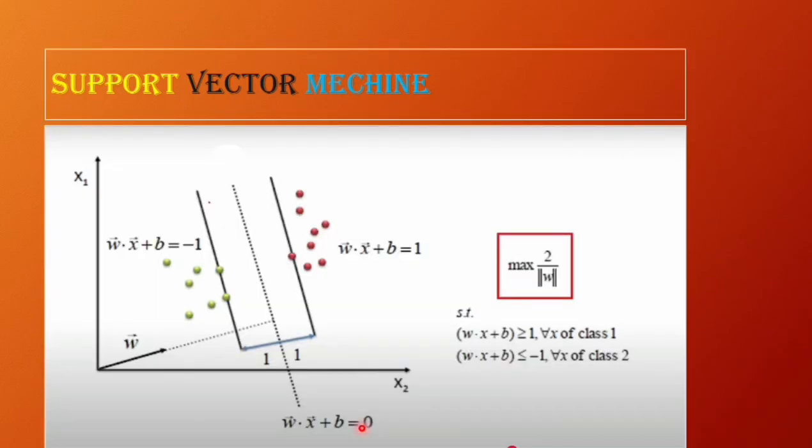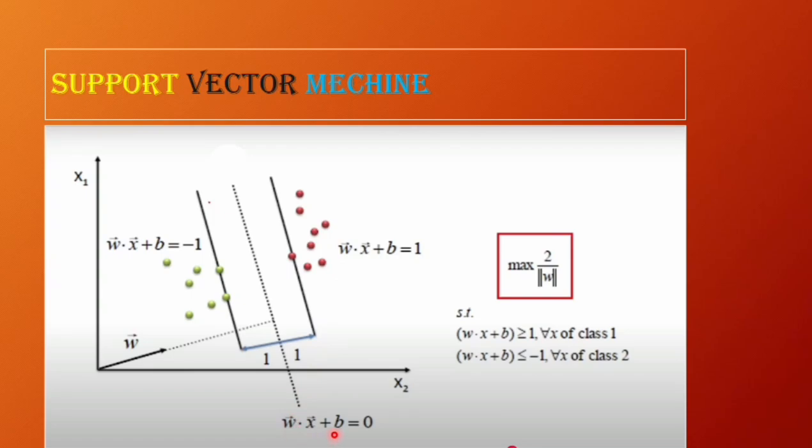Next, this is a diagram of linear SVM. In that, this dotted line is a hyperplane, this is a positive hyperplane, and this one is a negative hyperplane. The distance between negative hyperplane and hyperplane is 1, and also the distance between hyperplane and positive hyperplane is 1.